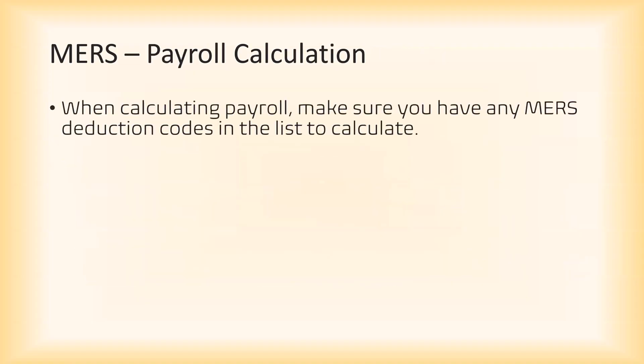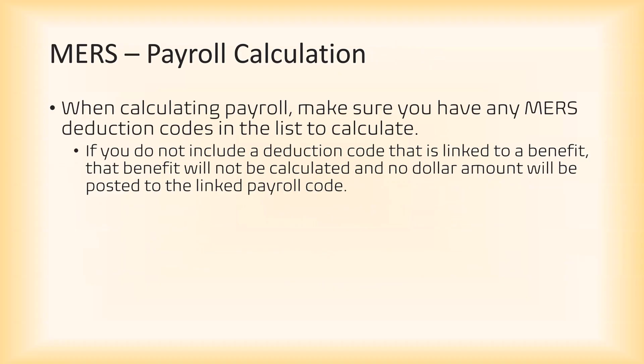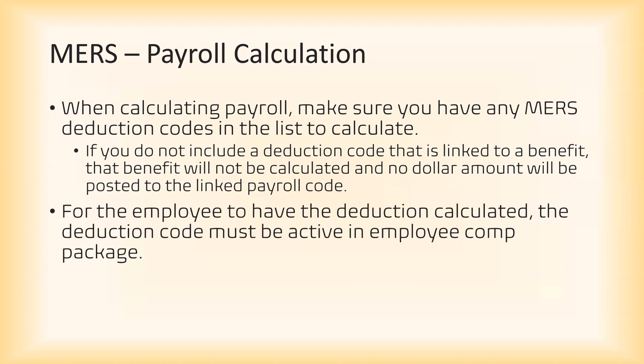Then in payroll calculation, make sure you have any MERS deduction codes if you want to calculate them. If you don't want them to calculate, then don't include them in the list. And as I mentioned before, if you don't include the deduction code that is linked to a benefit, the benefit will not be calculated and no dollar amount will be posted to the linked payroll code. For the employee to have the deduction calculated, the deduction code must be active in the employee comp package. If it is inactive in the employee comp package, it will not calculate for that employee.